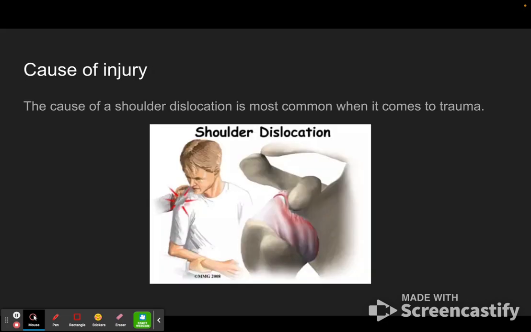The most common cause of a shoulder dislocation is trauma, often from a fall onto an outstretched arm or from a direct blow to the shoulder. Sports injuries, particularly in contact sports like football or rugby, can also lead to shoulder dislocations. As you can see in the picture, the person dislocates a shoulder by blunt force trauma.